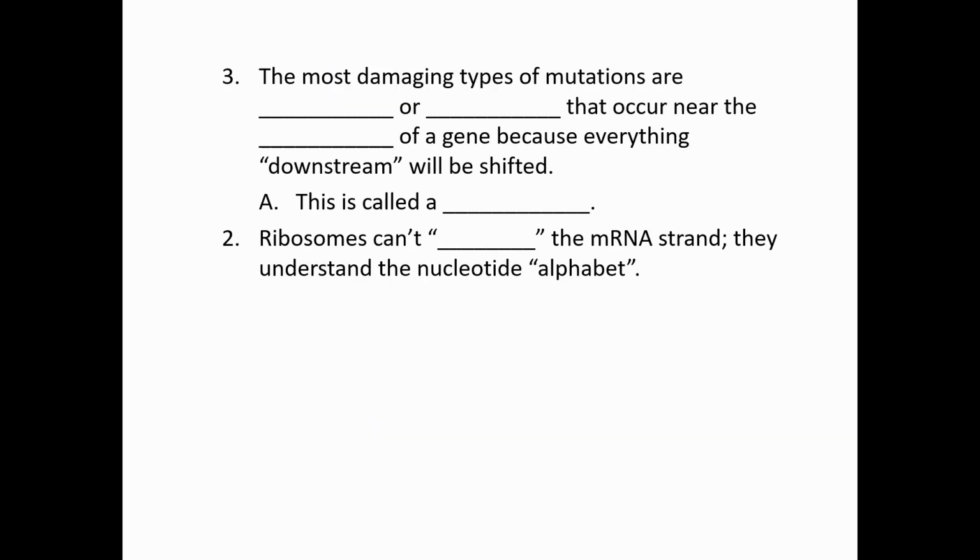The most damaging types of mutations are insertions or deletions that occur near the beginning of a gene, because then everything downstream will be shifted. So if you add in a base or you take out a base, you've completely shifted those codons, since we're working in groups of 3. We call this a frame shift mutation, since every single codon down the line will probably be affected.